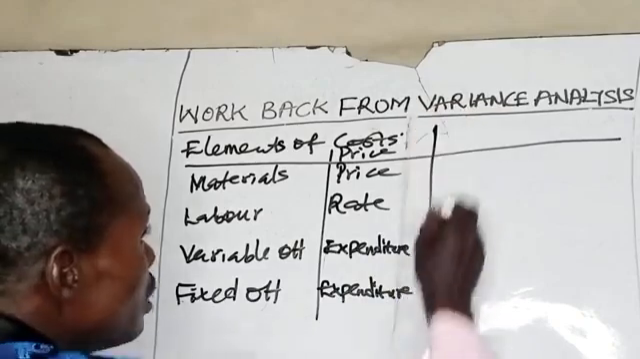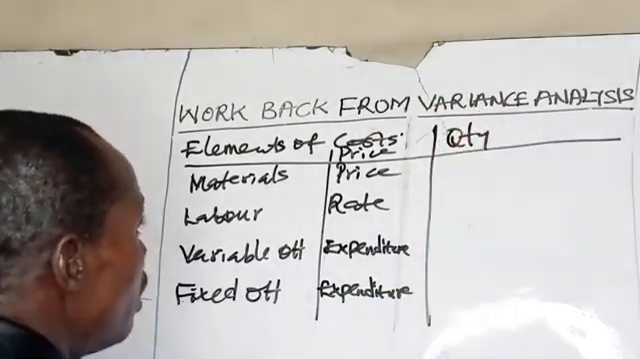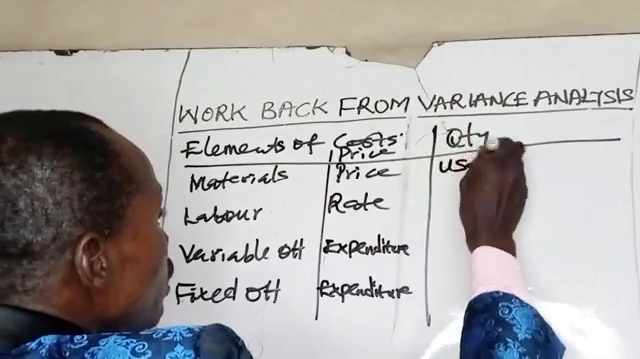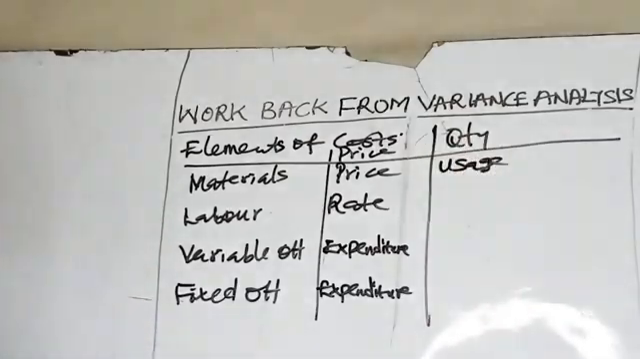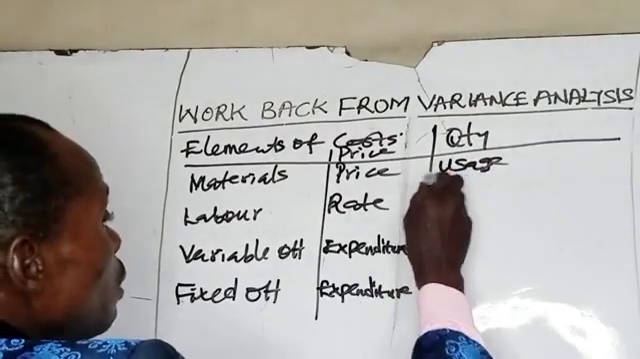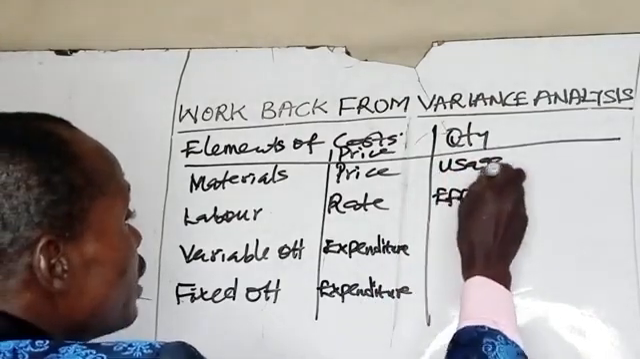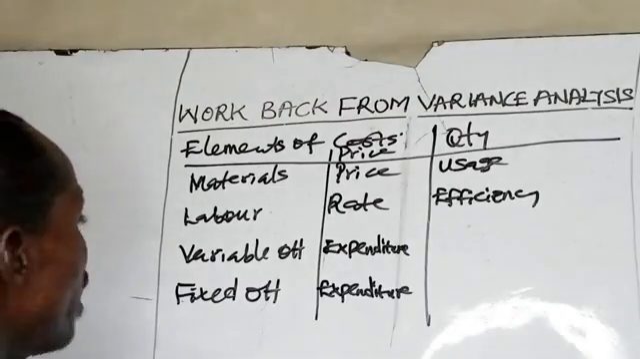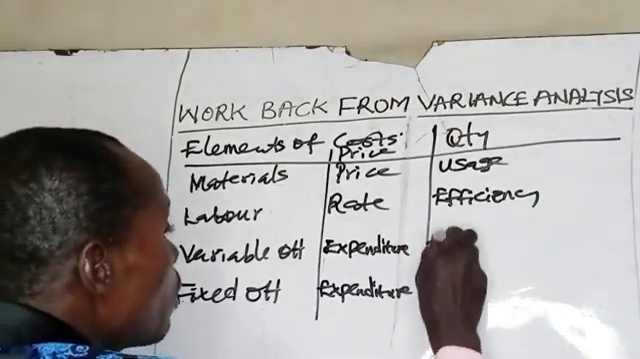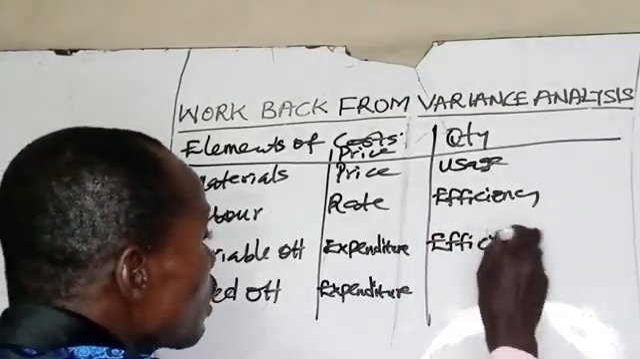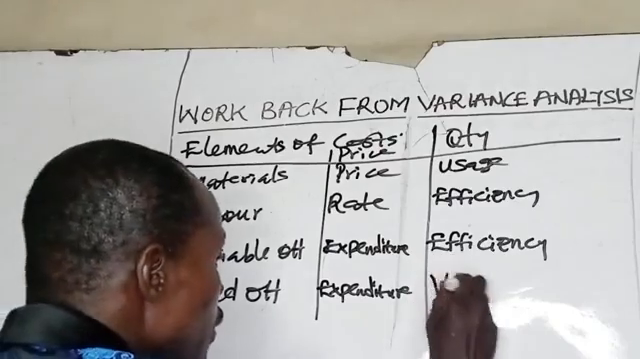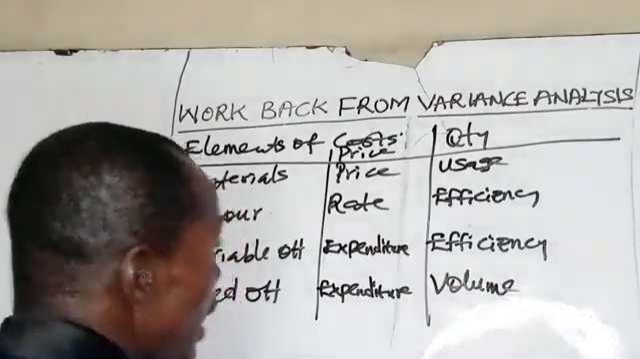Then the quantity variance. You use material in production, so you talk about usage variance. Then for labor, it is called efficiency variance. For variable overheads, it's also called efficiency variance. For the fixed overheads, it's called volume variance.